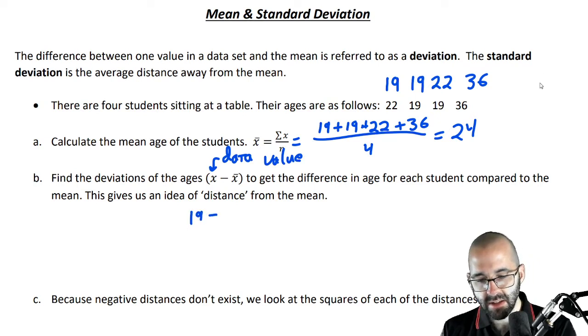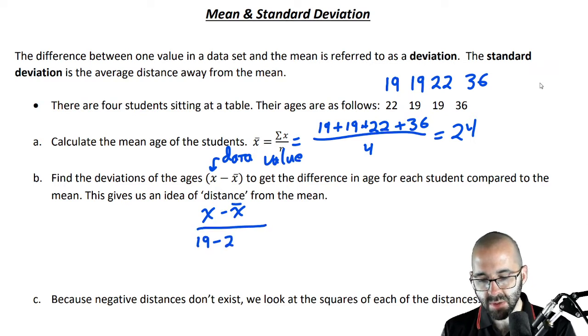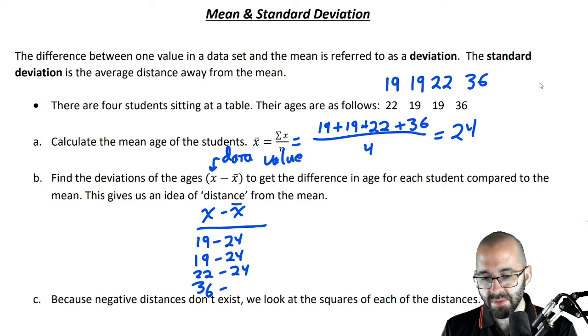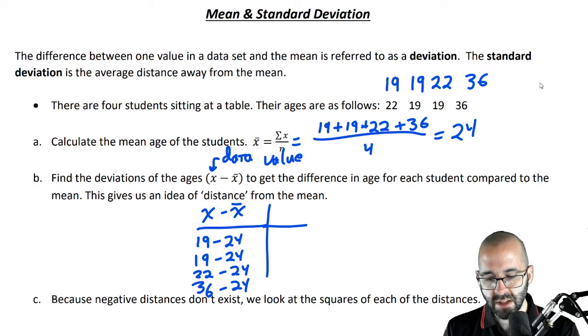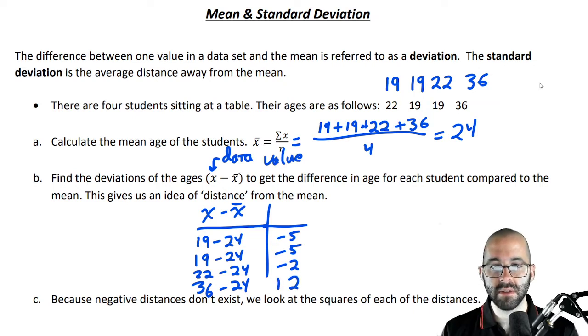And in fact, let's label it that way. X minus X bar. So X minus X bar is going to be 19 minus 24, 19 minus 24 again, because there's 2 19s, 22 minus 24, and 36 minus 24. So let's simplify that out. That's going to be -5, -5, -2, and 12.